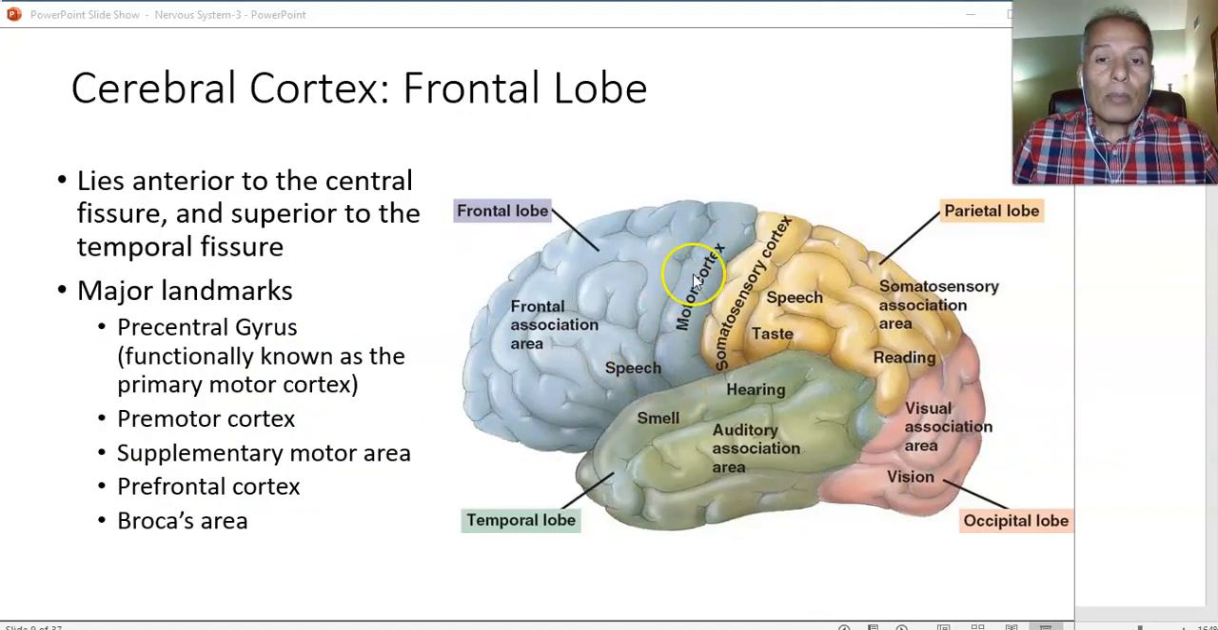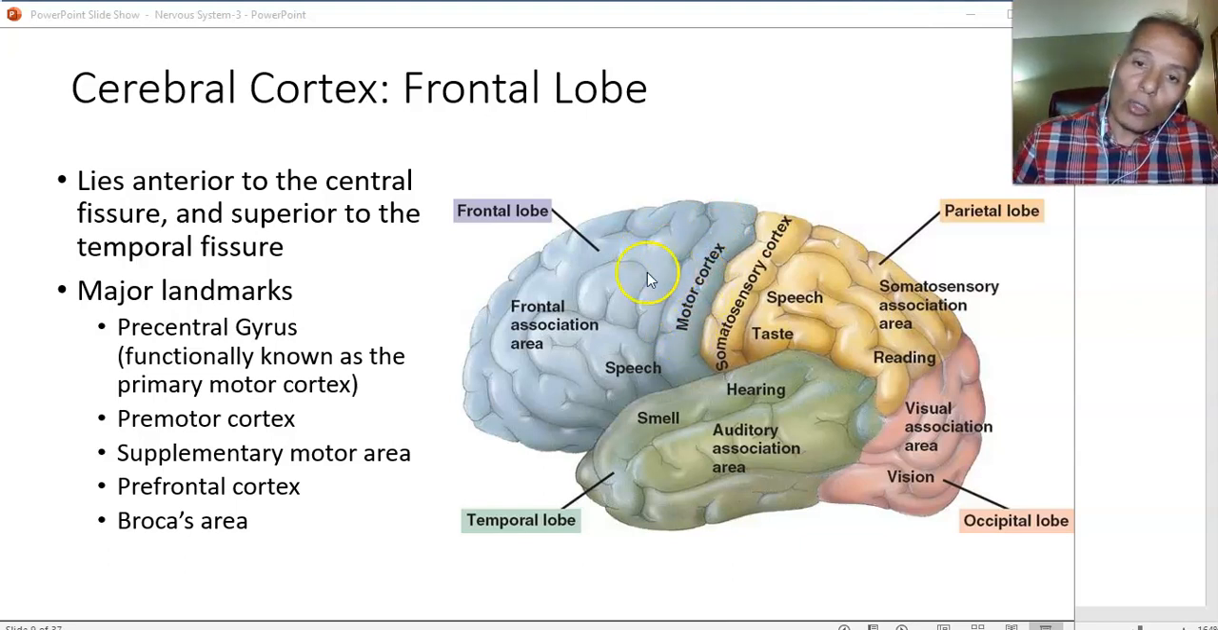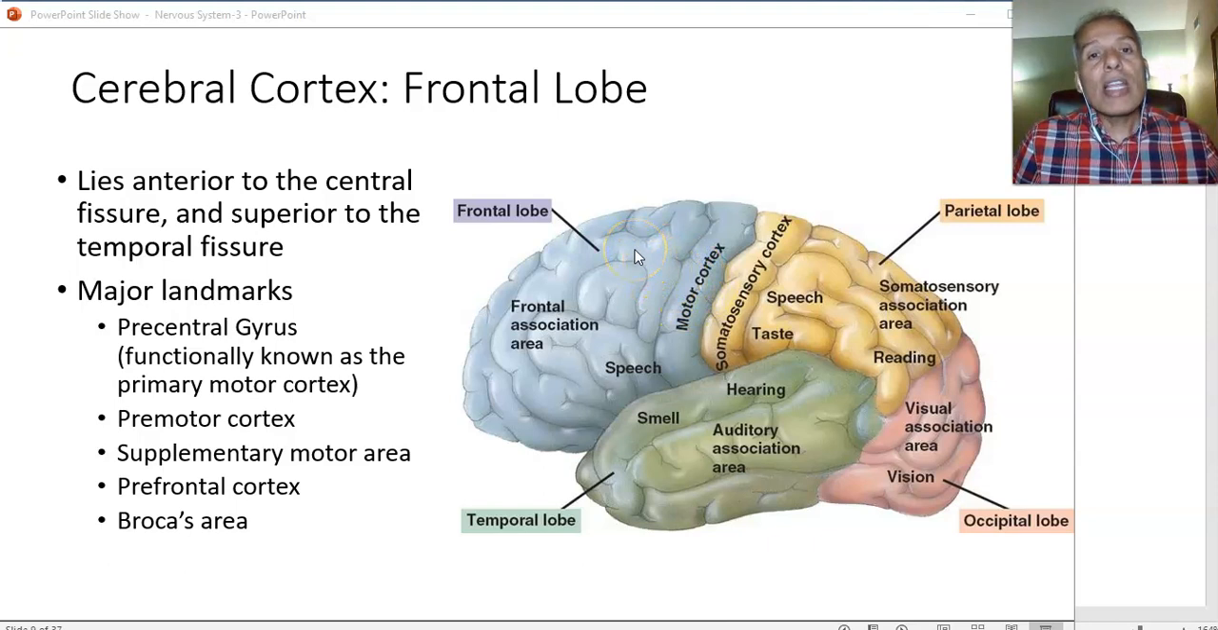So the precentral gyrus, that is the anatomic name. In terms of the function, we know this as the motor cortex or the primary motor cortex. We'll discuss it in detail when we come to it. The area in front of the motor cortex is called the premotor area. So here's the motor area, the premotor area here, this area here, and here, and here. So the premotor cortex goes up to about here.